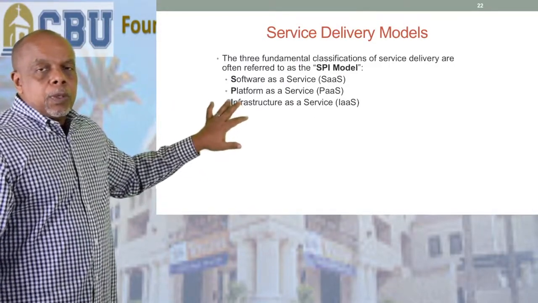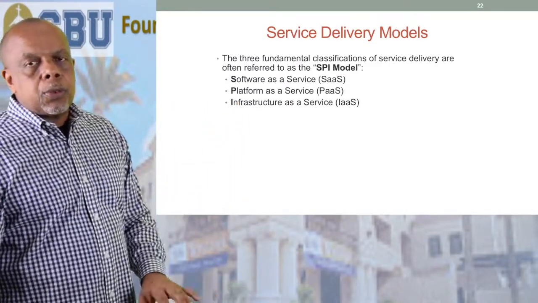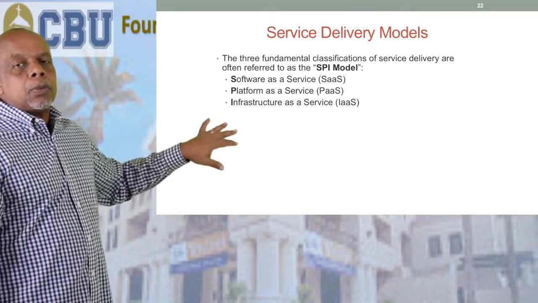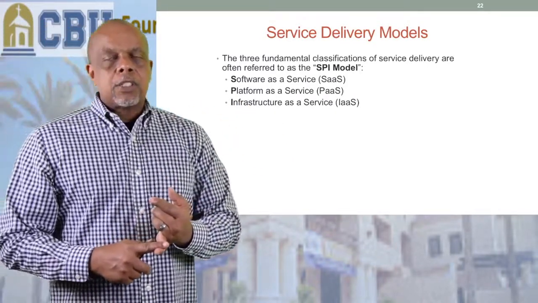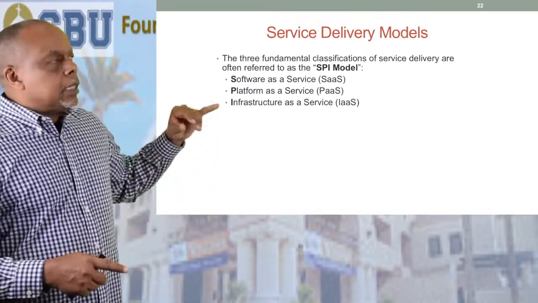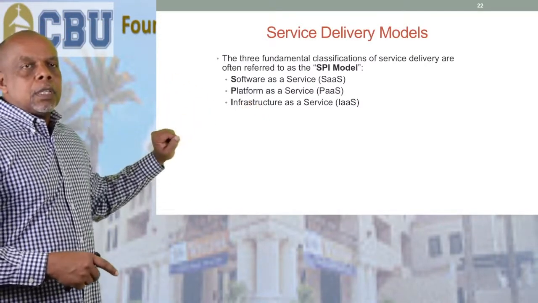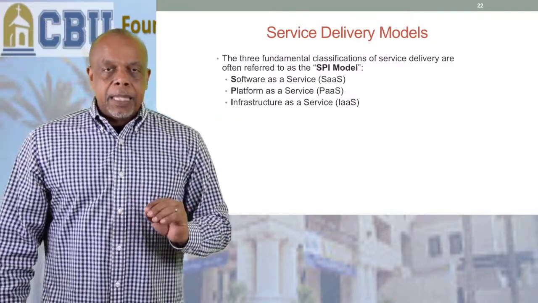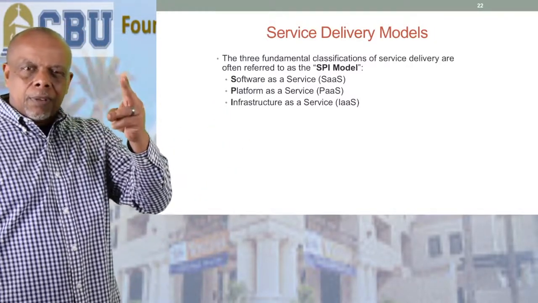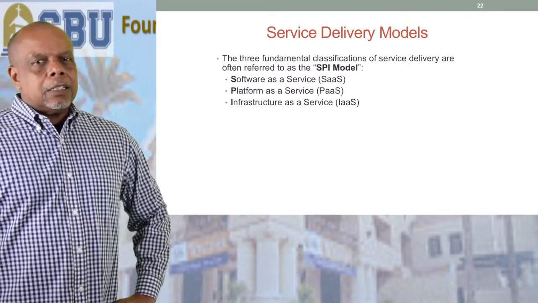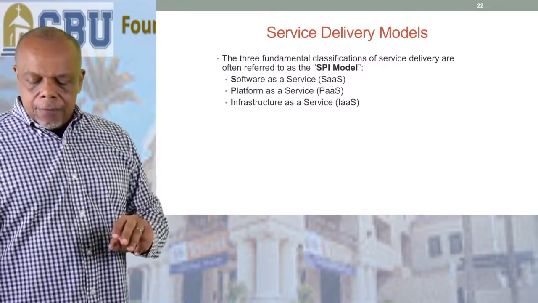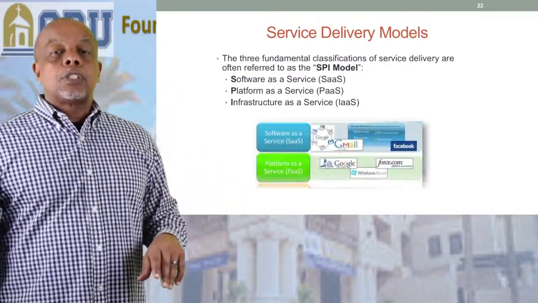And the way we do this, we break this model up into 3 layers. Actually, there's more, but these are the three basic ones, where we deliver software as a service, we can deliver a platform as a service, or we can deliver infrastructure as a service. That's called the SPI model. I wonder where they got SPI from? I don't know. SPI: software as a service, platform as a service, infrastructure as a service.